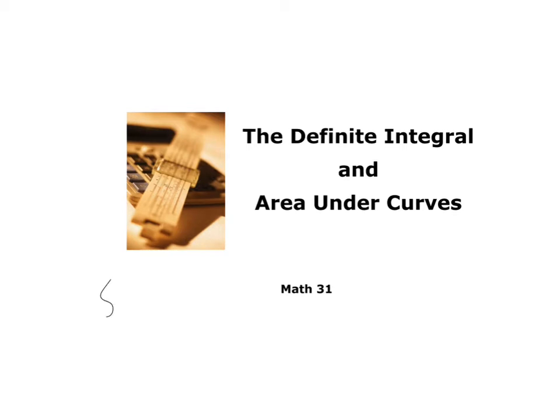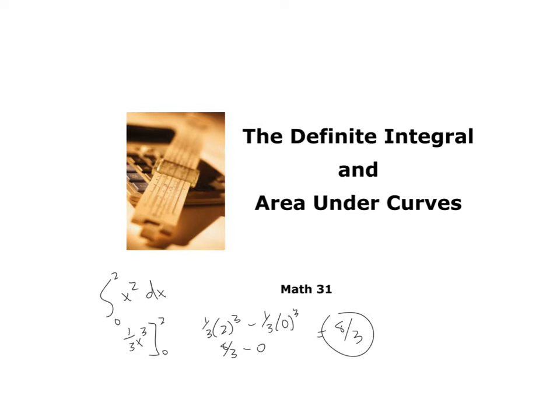If I gave you the integral of x squared from, say, 0 to 2, what we did yesterday is we did the integral of that, so that would be 1/3 x cubed, and then we'd plug in the 0 and the 2 and subtract those two answers. So we'd plug in the 2 first, so we'd have 1/3 times 2 cubed, and then we'd subtract 1/3 times 0 cubed. So in this case that would give us 8/3, take away 0. So our final definite integral answer is 8/3.